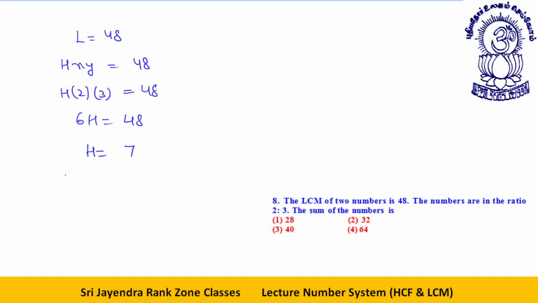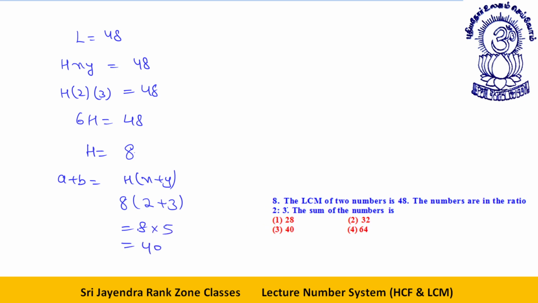So the sum of the numbers, A plus B, is what? H times X plus Y. I'll tell you a shortcut for this also. H into X plus Y, that is 7 into, this is 8. I'm very sorry, my dear students. 8 into 2 plus 3. This is actually a verbal question. Let me tell you how.